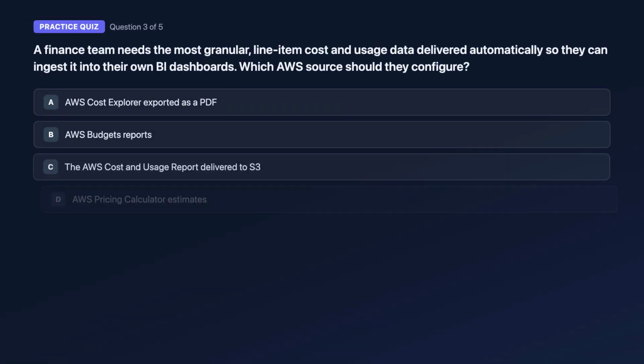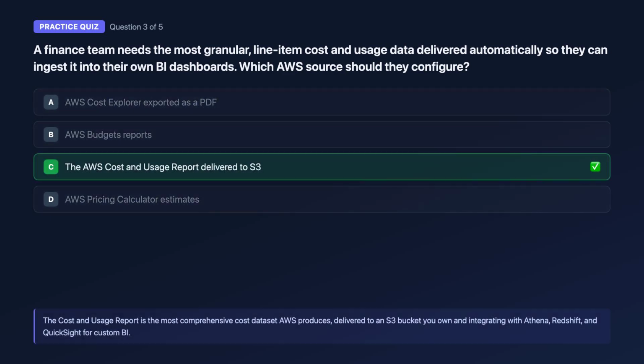Question 3. A finance team needs the most granular, line-item cost and usage data delivered automatically so they can ingest it into their own BI dashboards. Which Amazon Web Services source should they configure? Is it A, Cost Explorer exported as a PDF, B, Amazon Web Services budgets reports, C, the cost and usage report delivered to S3, or D, Pricing calculator estimates? Think about which constraint matters most here.